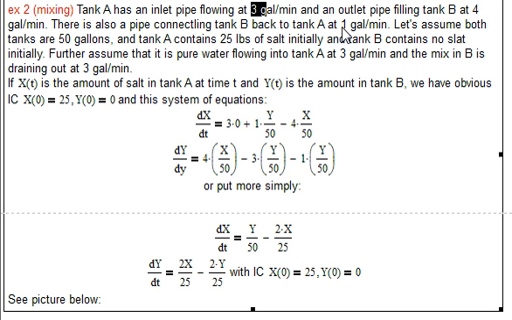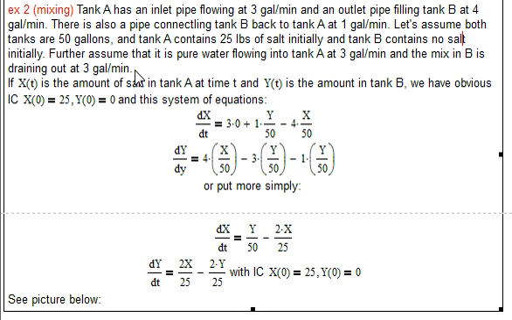4 in, the 3 plus 1. So we assume both tanks are 50 gallons, and tank A contains 25 pounds of salt initially. Tank B contains no salt initially, but then of course once the mixing process starts it'll have some salt in it. Anyway, further assume that pure water is what's flowing into tank A at 3 gallons a minute, and the mix in B is draining out at 3 gallons per minute.